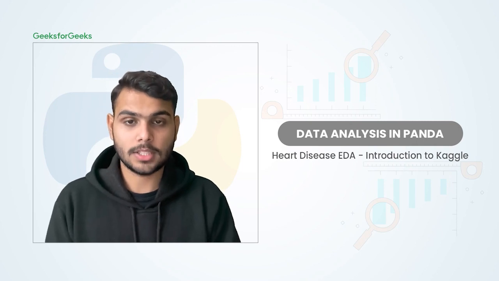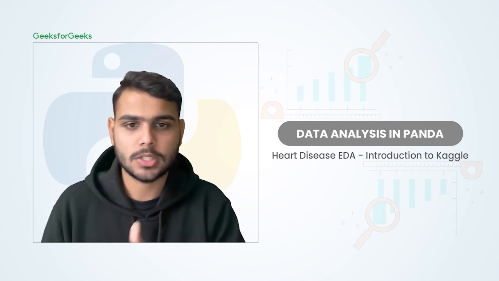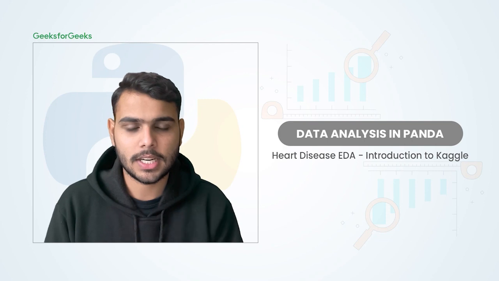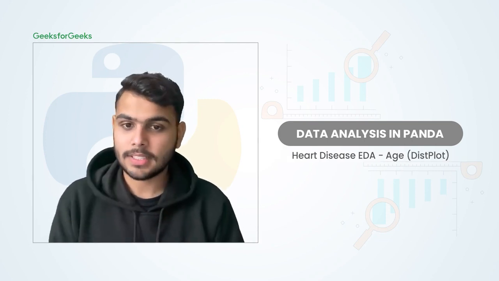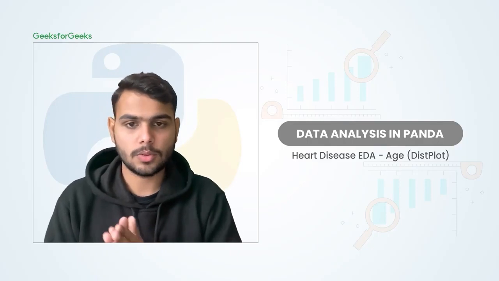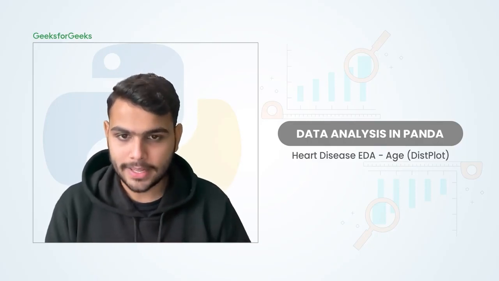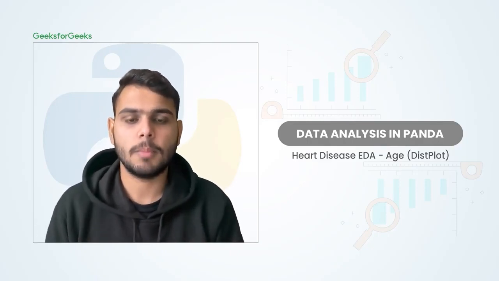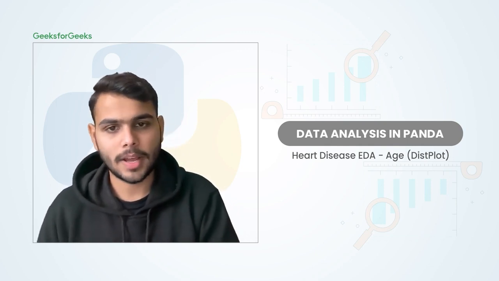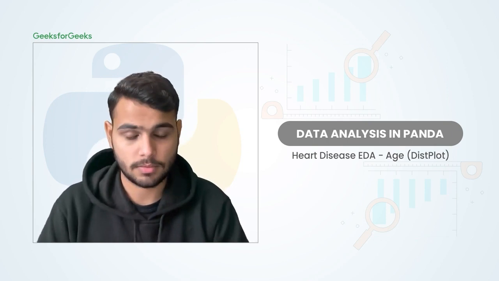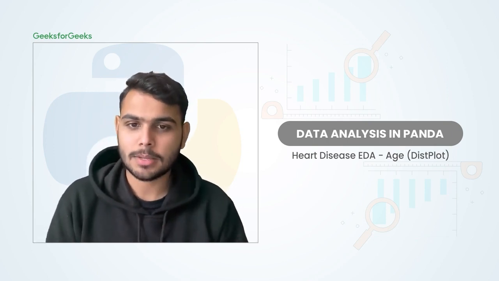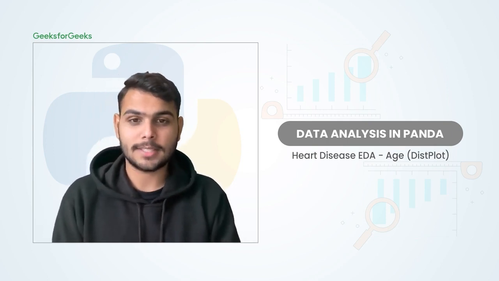So I'm hoping you are clear with the concept of what is Kaggle, how to set up your account, how to load the data set there, and how to actually create an environment where we can code. Now we have the data set. So what we are going to do is analyze the numeric columns using a distribution plot. It will tell you what the minimum value is, what the maximum value is, and what the overall distribution of the whole column is. For example, age. So let's discuss it and I'll see you on the other side.